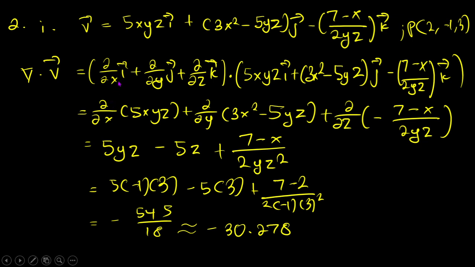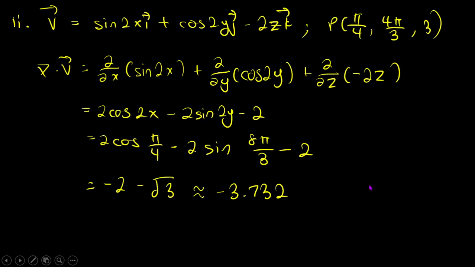Then we find the partial of this with respect to x, partial of this with respect to y, and partial of this with respect to z. When we do the partial derivatives, we get 5yz minus 5z plus 7 minus x over 2yz squared. The next step is just to plug in the numbers. We get negative 545 over 18, which is approximately negative 30.278, or 30.2777778.